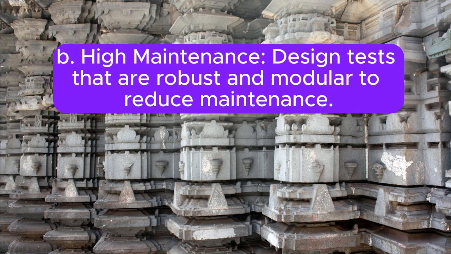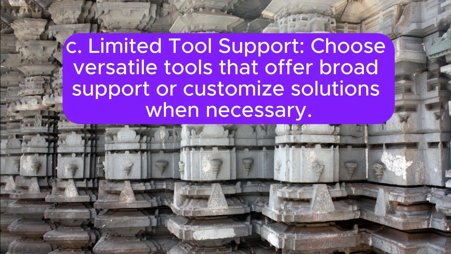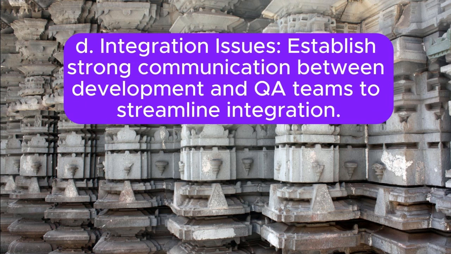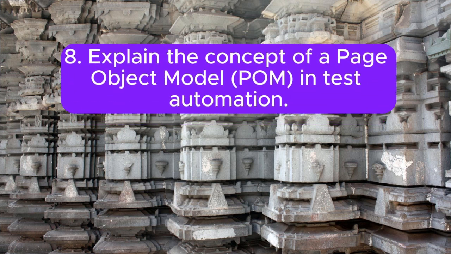B. High maintenance. Design tests that are robust and modular to reduce maintenance. C. Limited tool support. Choose versatile tools that offer broad support or customize solutions when necessary. D. Integration issues. Establish strong communication between development and QA teams to streamline integration. 8. Explain the concept of a page object model, POM, in test automation.